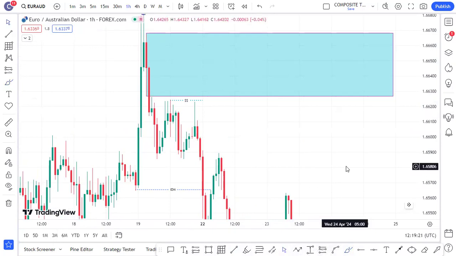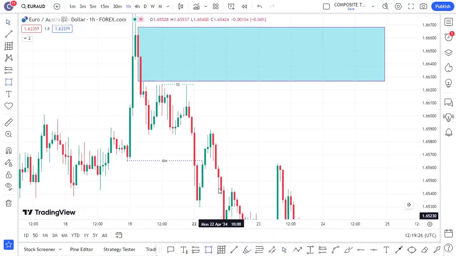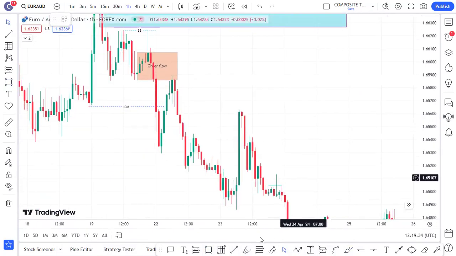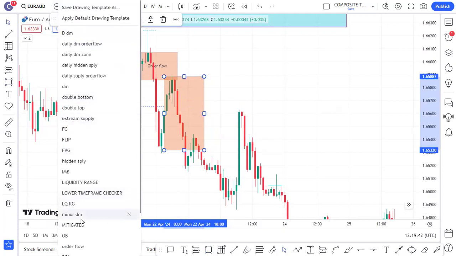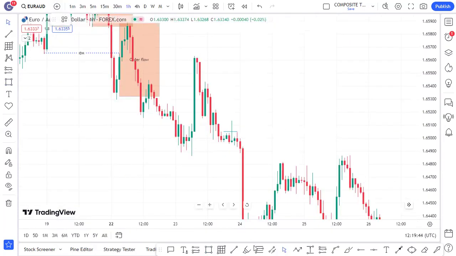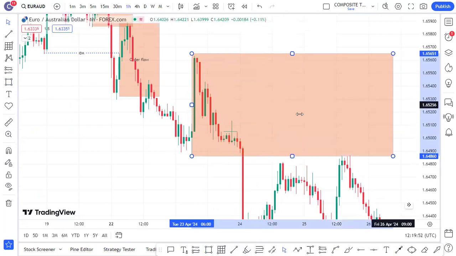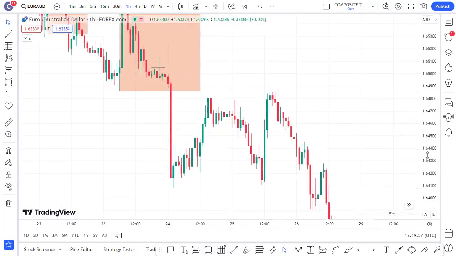So what is happening here? If we look in terms of order flow, everything is mitigated. If you know how to identify the order flows, you see that everything is mitigated here. Remember what I said about the order flows. Here, this was the last order flow. It was not mitigated, but later on it was also tapped, mitigated.